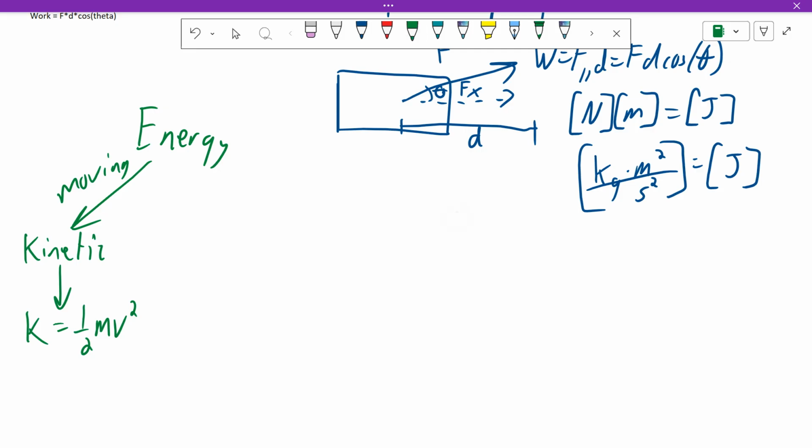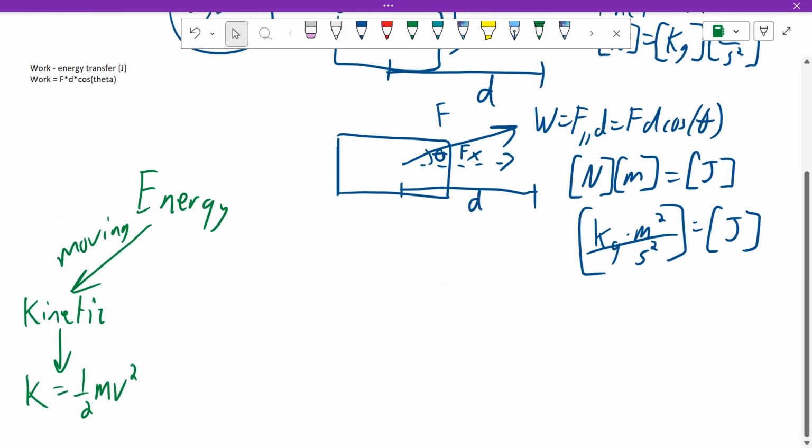I haven't really described what energy is. Energy is directly correlated to an object's mass. Generally, if you have more mass, you're going to have more energy. But like kinetic energy, we need to have velocity there. So if you're not moving, you don't have kinetic energy.